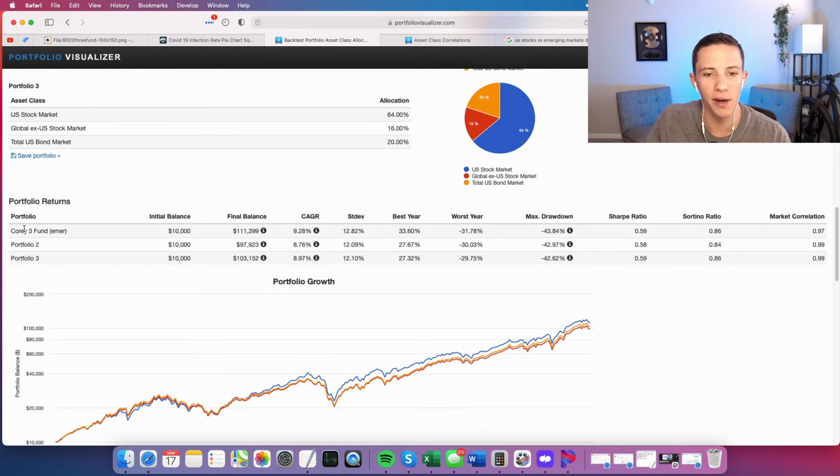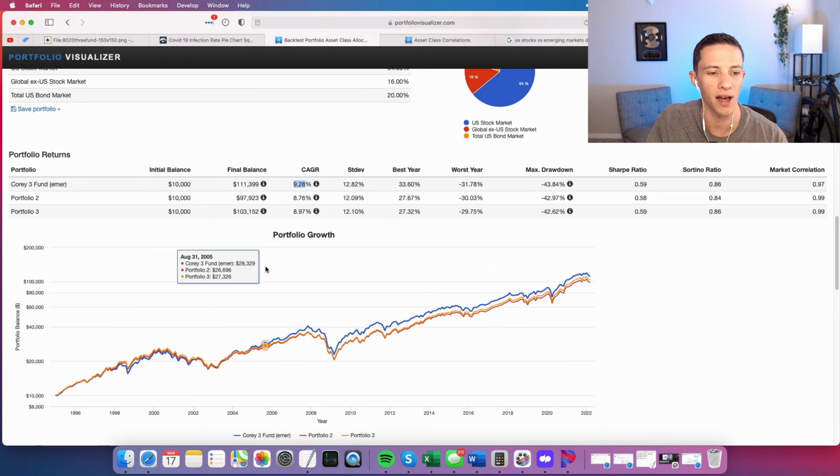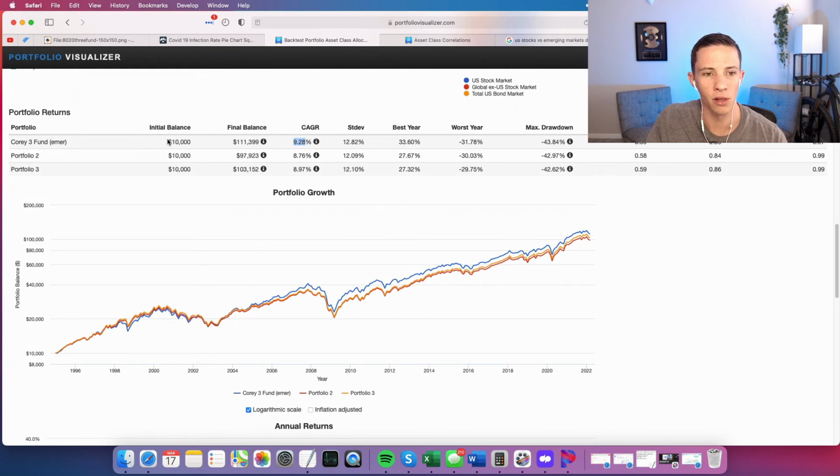The Corey 3 Fund portfolio with emerging markets actually had an annual growth rate of 9.28% over this time period, 1995 to today. So $10,000 invested in each one of these portfolios, invested in my personal favorite, the 3 Fund portfolio with emerging markets, would have grown from $10,000 on a total return basis. So that means reinvesting all dividends and capital gains and or other distributions to a final balance of $111,399 at a compound annual growth rate of 9.28%.